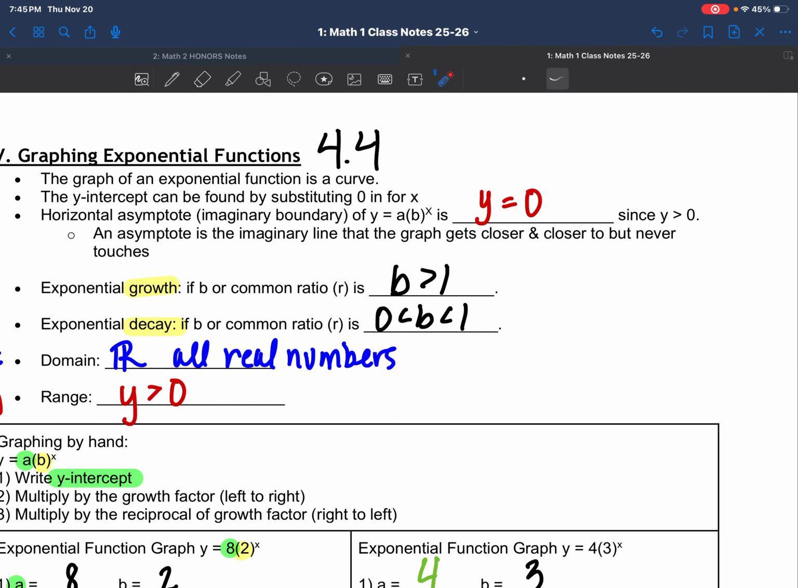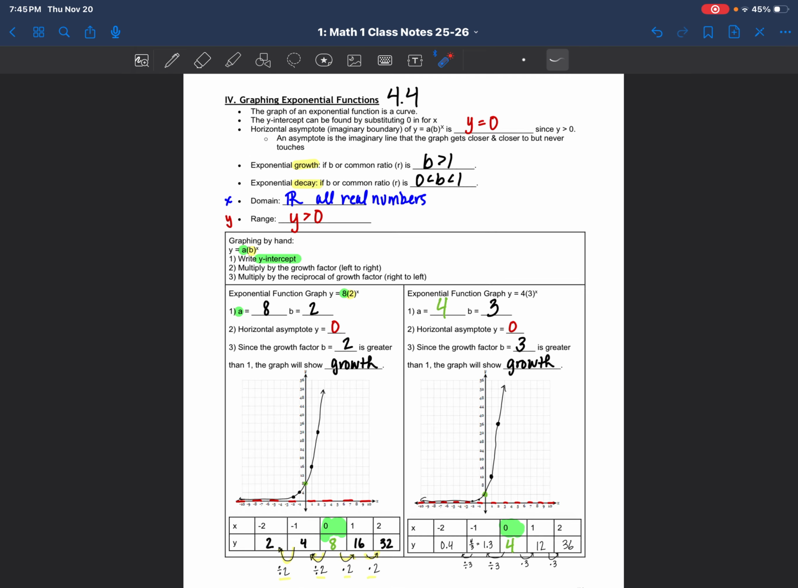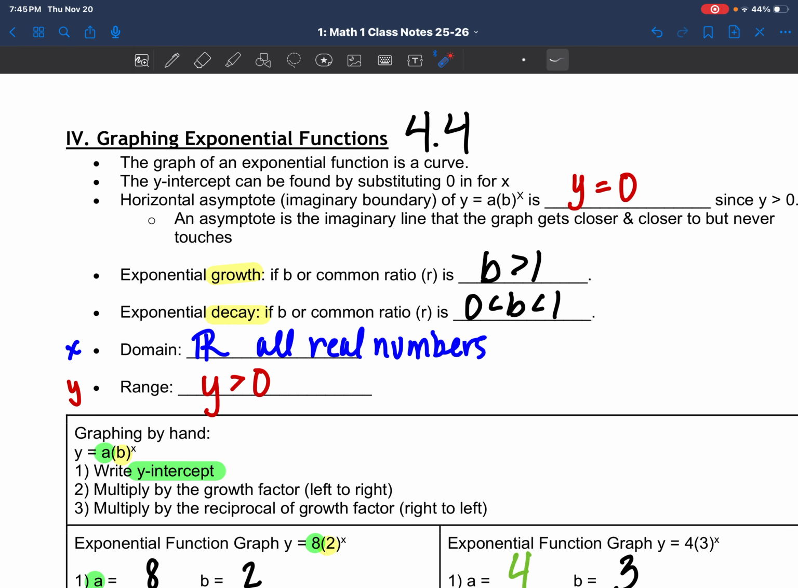All right, today what we are going to talk about is graphing exponential functions. So we're going to take what we've learned before and put it on a graph. The graph of an exponential function is a curve. It'll either curve up or it'll curve down, but it is not a straight line. It is a curve. And the y-intercept can be found by substituting in 0 for x.